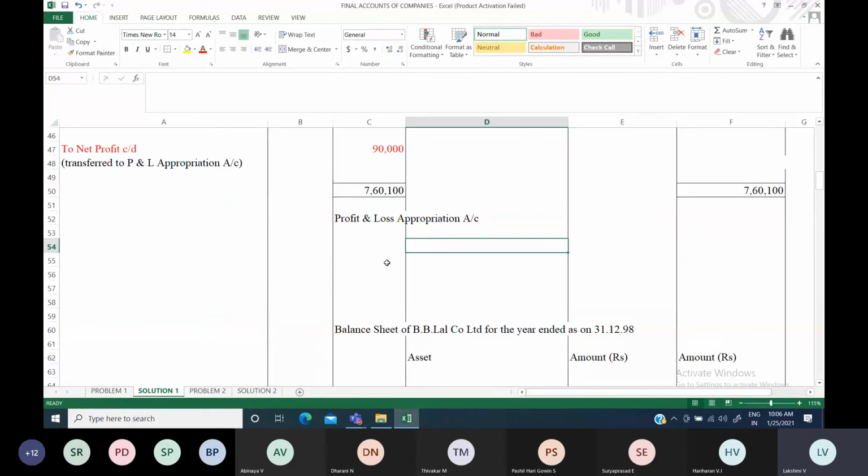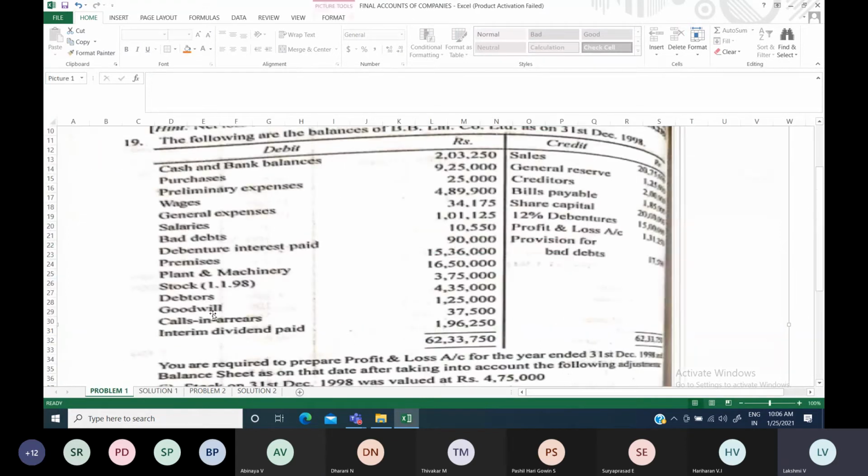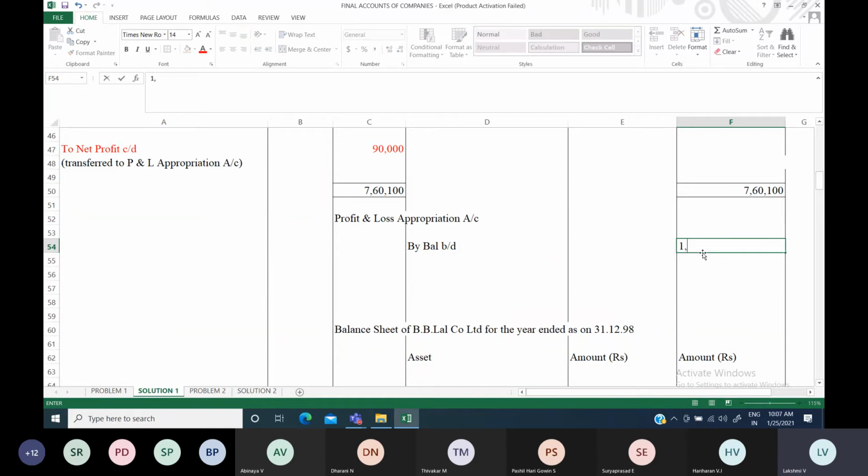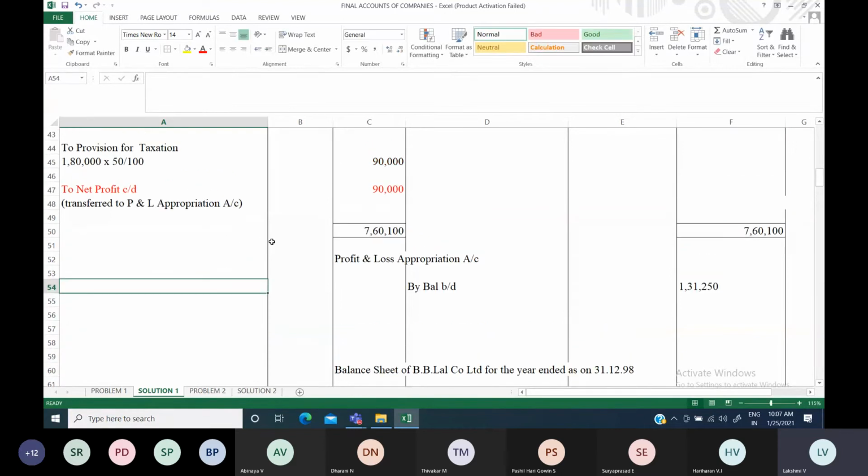So I'm moving to the account here. The first item will be your balance brought down. So what is this amount actually? It will be given in the trial balance, profit and loss account, 1,31,250 given in the question. Okay. So this amount has to be taken to the credit side of your P&L appropriation account, and your amount is 1,31,250.